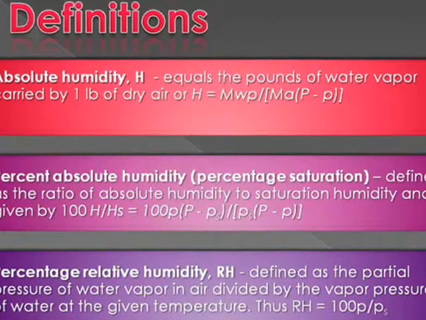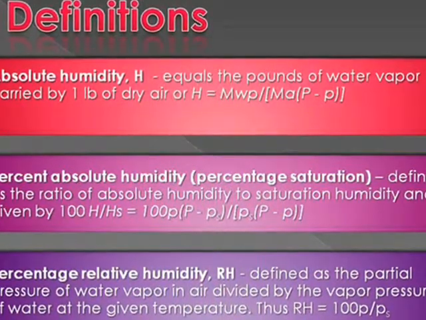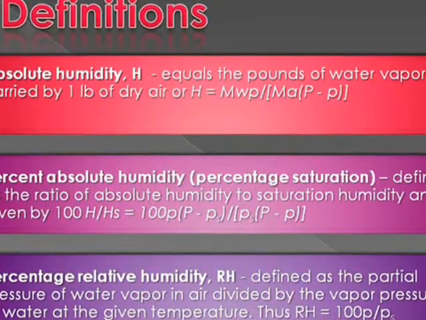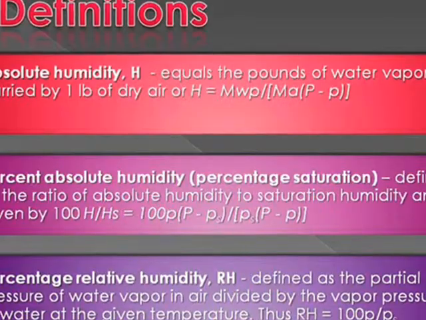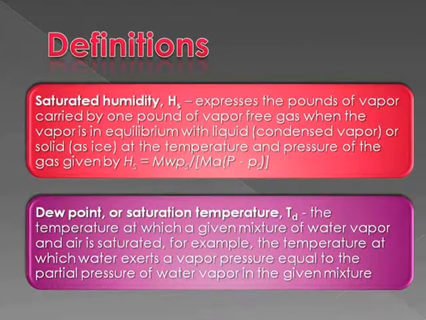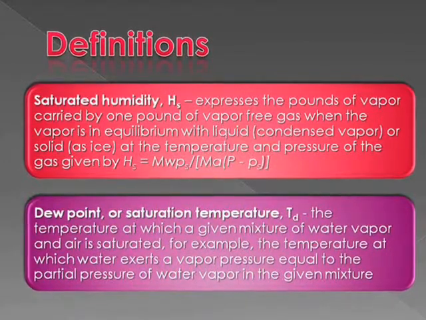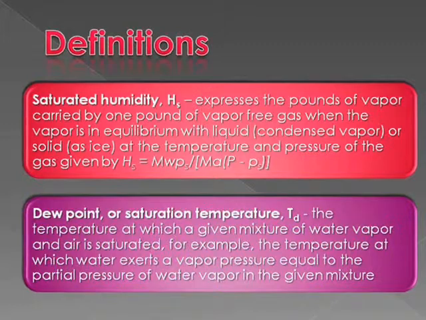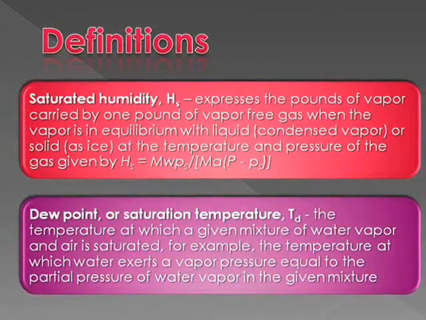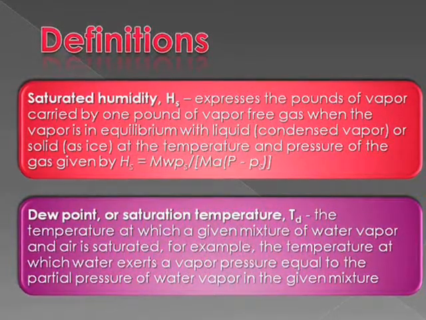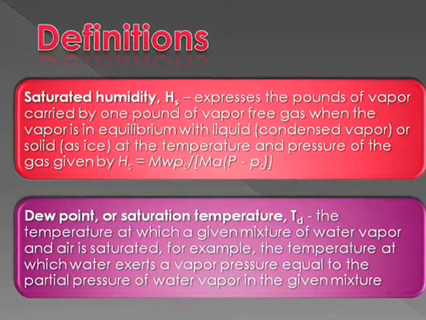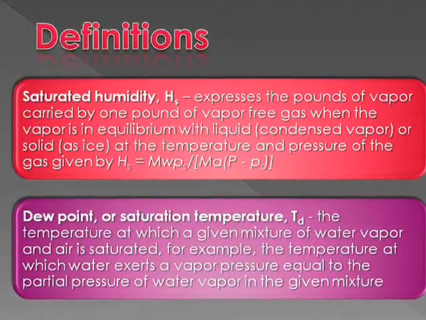Next, percentage relative humidity or RH. This is defined as the partial pressure of water vapor in the air divided by the vapor pressure of water at the given temperature. Saturation humidity or HS. This expresses the pounds of water vapor carried by 1 pound of vapor-free gas when the vapor is in equilibrium with the liquid, which is considered as the condensed vapor, or the solid as ice, at the temperature and pressure of the given gas.